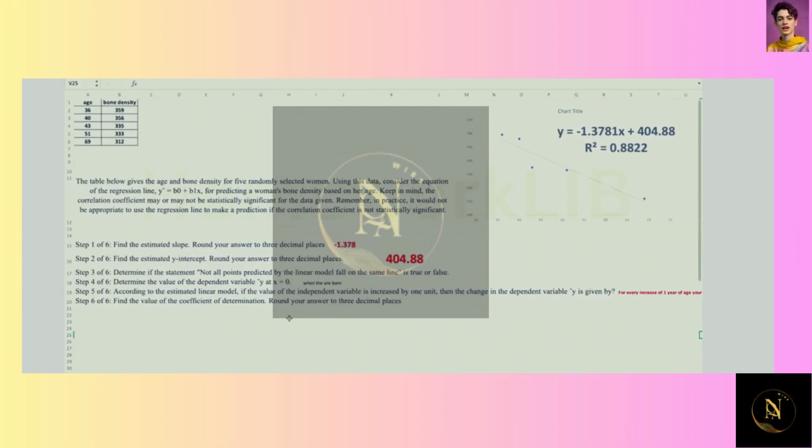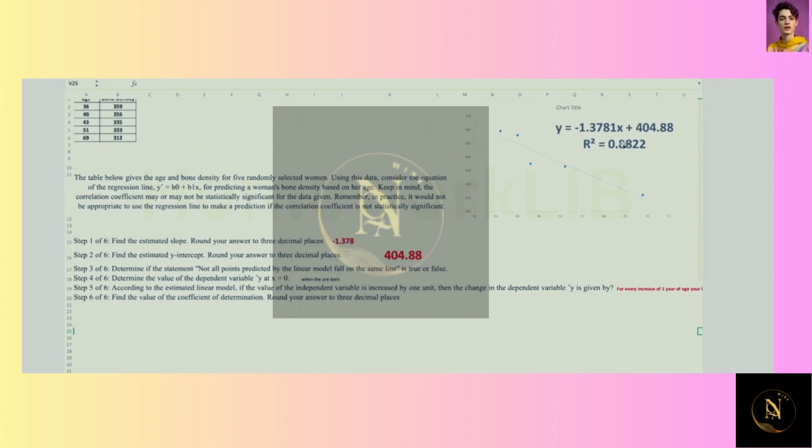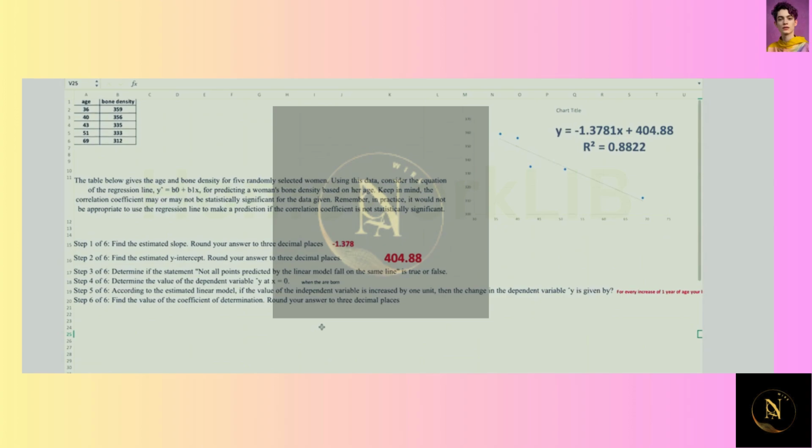And then it says find the value of the coefficient of determination, so I'll let you do that. But you could also use that r squared. So I hope that this video helps.